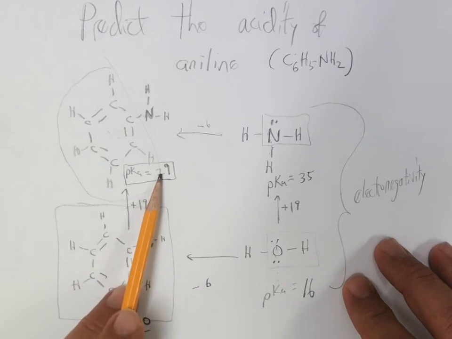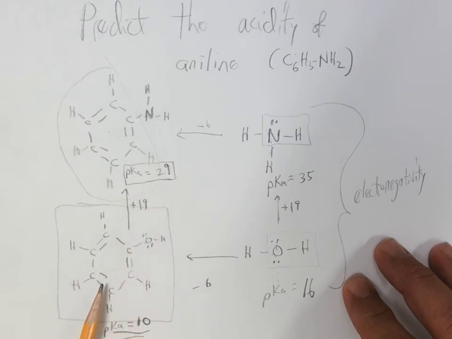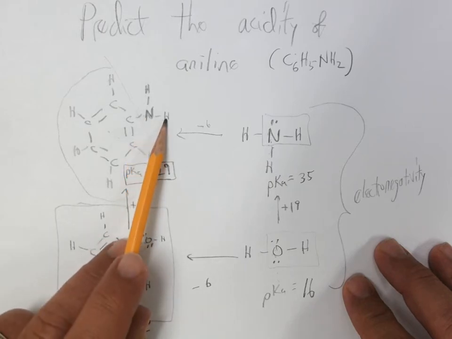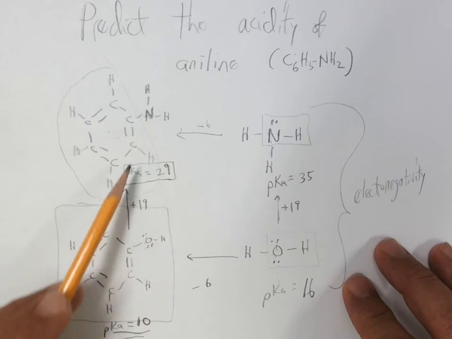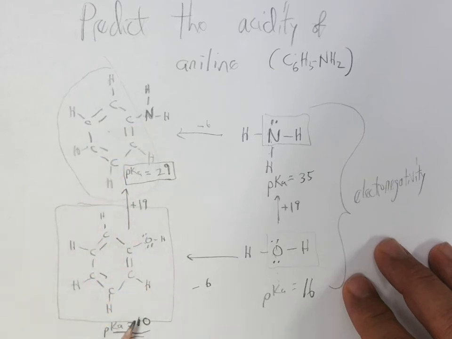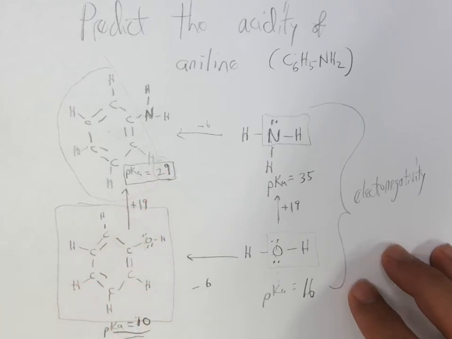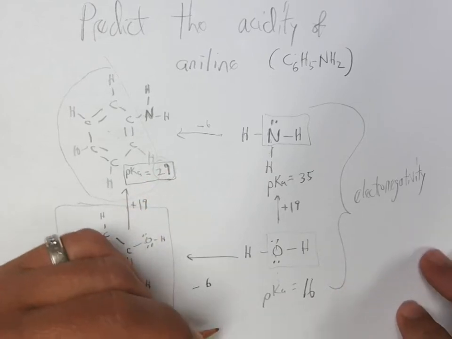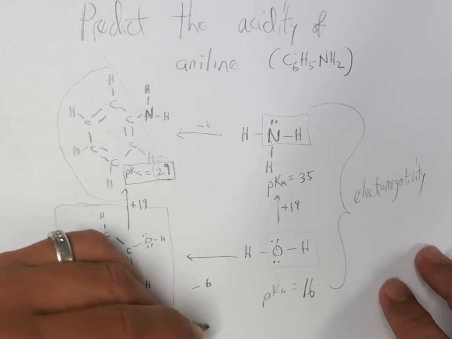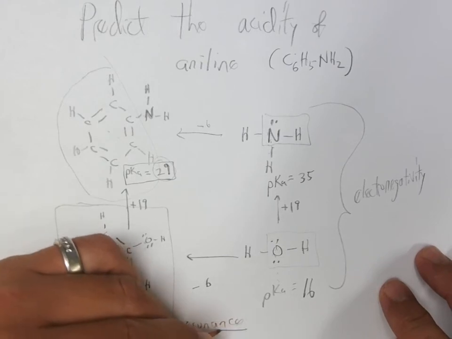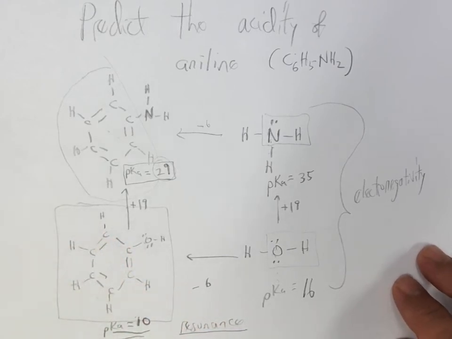The other thing that we can do is, from a reference compound phenol, going from an oxygen attached to hydrogen to a nitrogen attached to hydrogen should increase the pK by about 19 units. So 10 plus 19 is 29. So using either prediction, adding in resonance by adding in a phenyl group should increase the acidity by about 6 units.